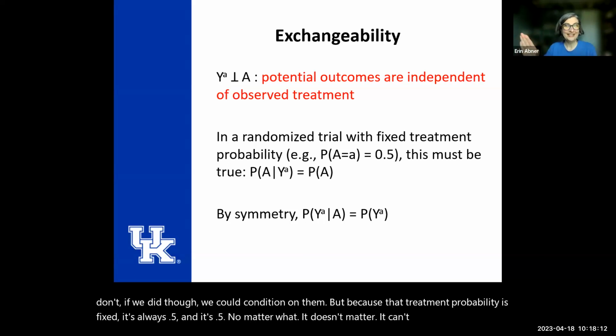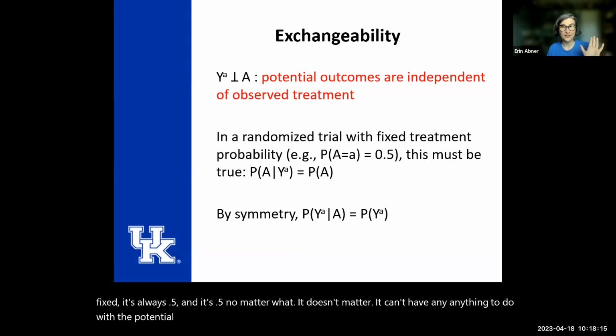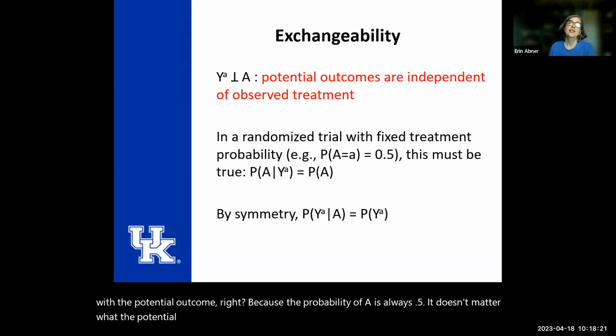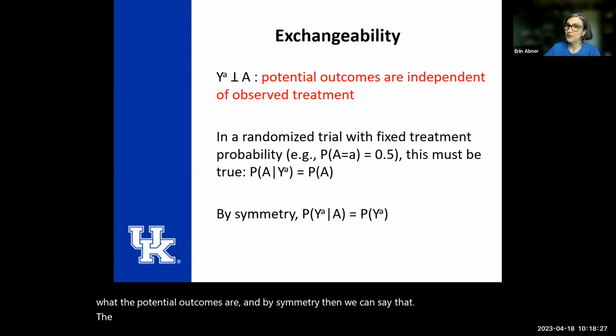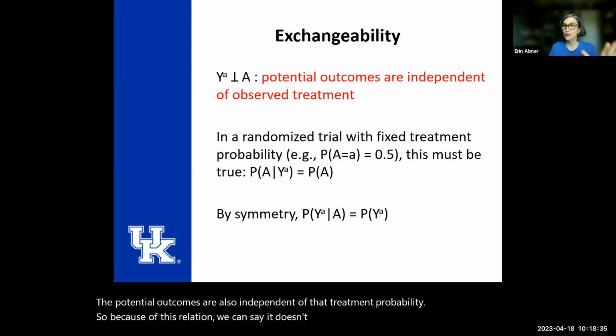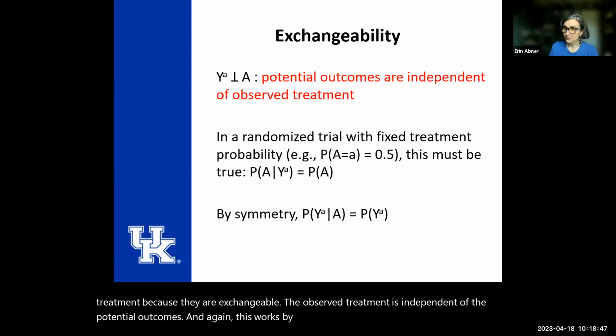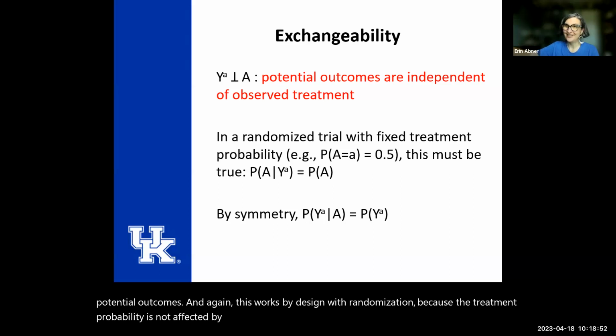It can't have anything to do with the potential outcome, right? Because the probability of A is always 0.5. It doesn't matter what the potential outcomes are. And by symmetry then, we can say that the potential outcomes are also independent of that treatment probability. So because of this relation, we can say it doesn't matter then which group receives which treatment because they are exchangeable. The observed treatment is independent of the potential outcomes. And again, this works by design with randomization because the treatment probability is not affected by anything that happens in the future.